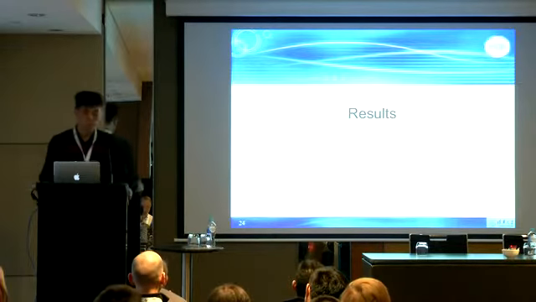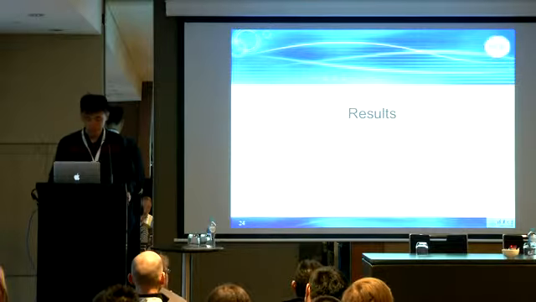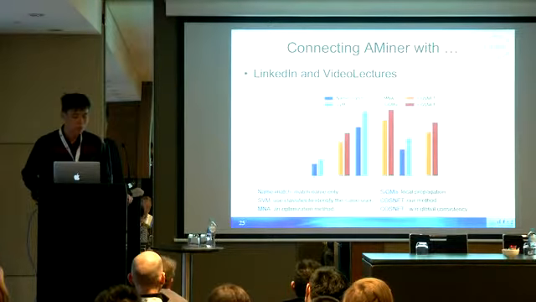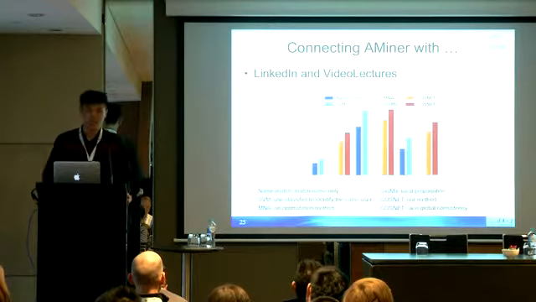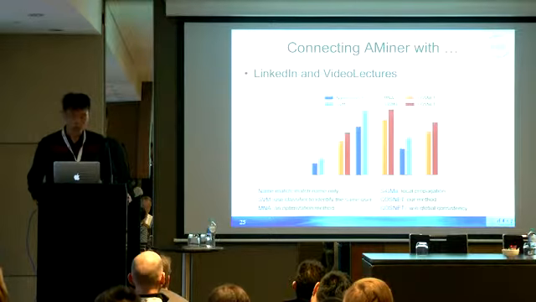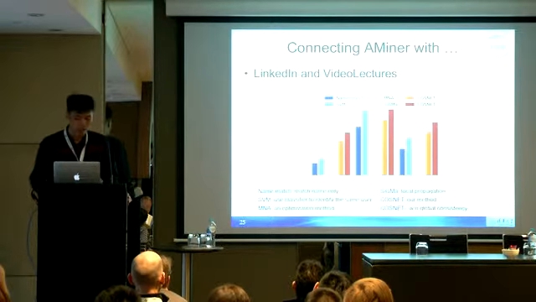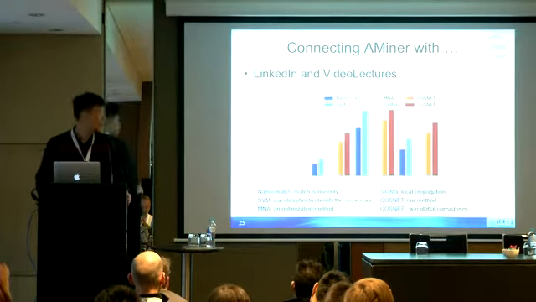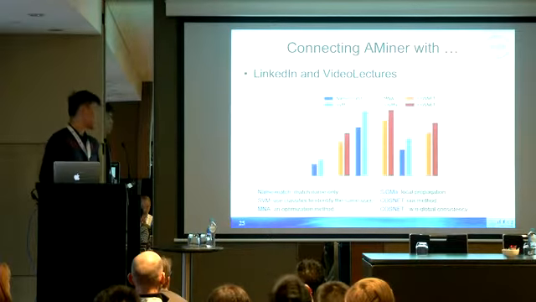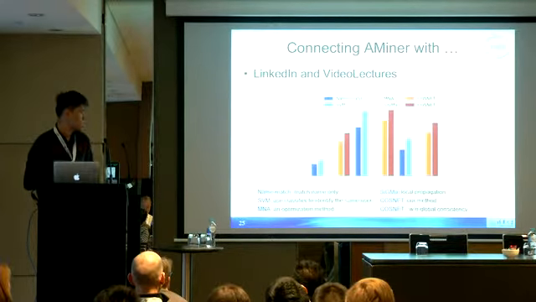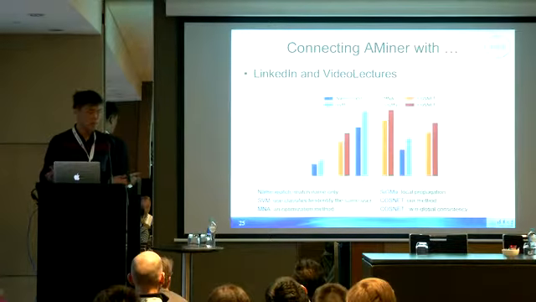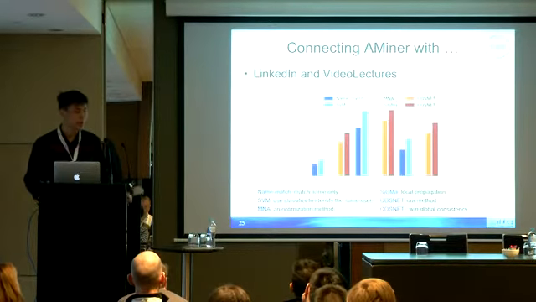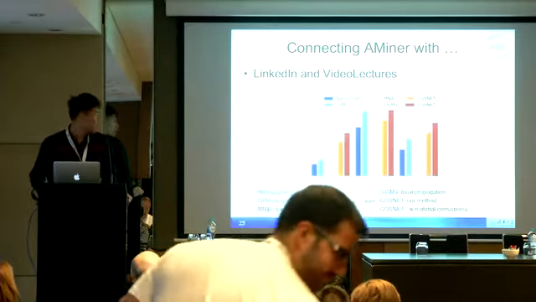Now I will present some of our experimental results. To evaluate the performance of our method, we first conducted an experiment on 3 social networks: AMiner, LinkedIn, and video lectures. We compared our method to a set of baseline methods. The name match method is a trivial baseline that simply matches all the accounts with the same name as the same person. Due to the ambiguity of names, it achieves a very low precision.